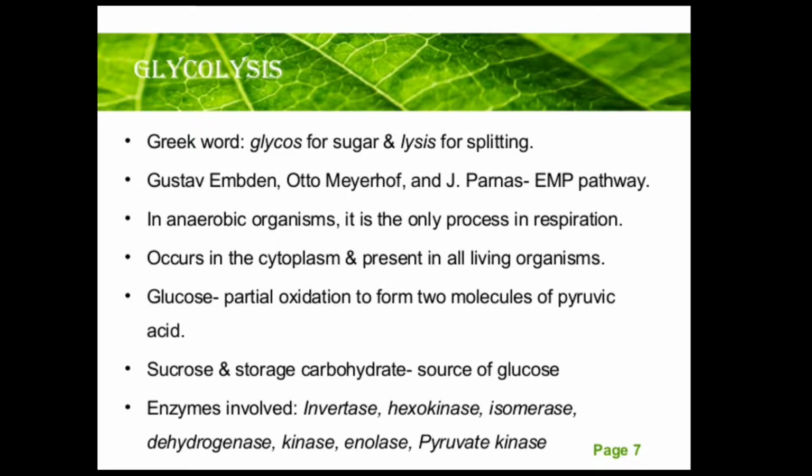During glycolysis, glucose is converted into 2 molecules of pyruvic acid. In plants, glucose is synthesized during photosynthesis and then it is converted into sucrose. The enzyme invertase converts sucrose into glucose and fructose, which readily enter the glycolytic pathway.